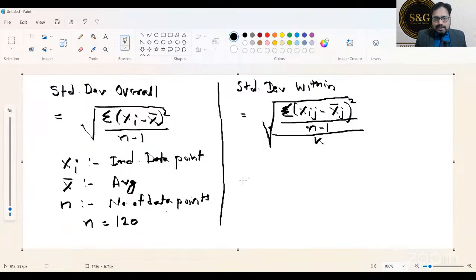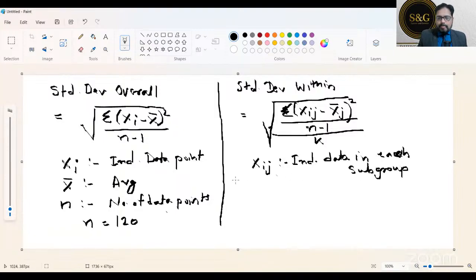Okay. Now what is this? What is xij? xij क्या है? xij is individual data point in each subgroup. Okay. And xj bar क्या है? xj bar वो subgroup का average है. Okay. So it is average of the subgroup. Write this down. आप समझ जाओगे उसको.